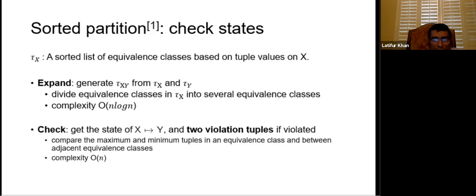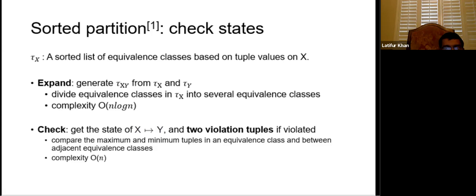After encoding all OD candidates, the next problem is how to check the states of OD candidates. So we introduce another data structure called sorted partition. A sorted partition, say tau X, is defined as a sorted list of equivalence classes based on tuple values on X. Tuples in the same equivalence class are equal on X. To save memory, sorted partitions only record tuple indexes.